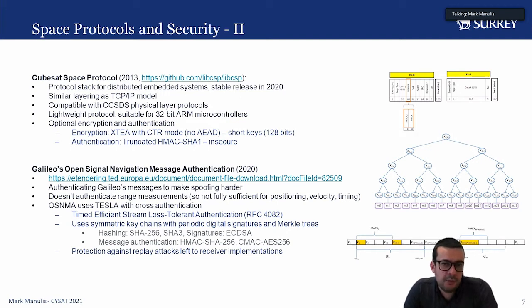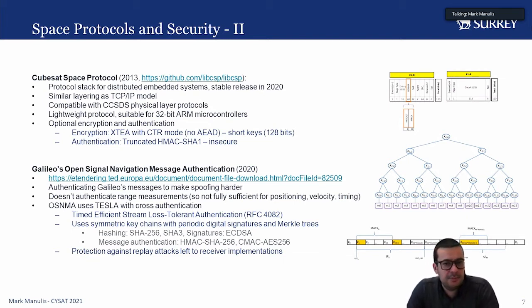So I wouldn't recommend using that protocol, in particular 128 bits for keys because of the use of the XT block cipher, but also the SHA-1 hash function is not considered the first choice today. We know also about Galileo's way to authenticate the navigation messages, and I think it's a quite interesting concept that they have adopted there.